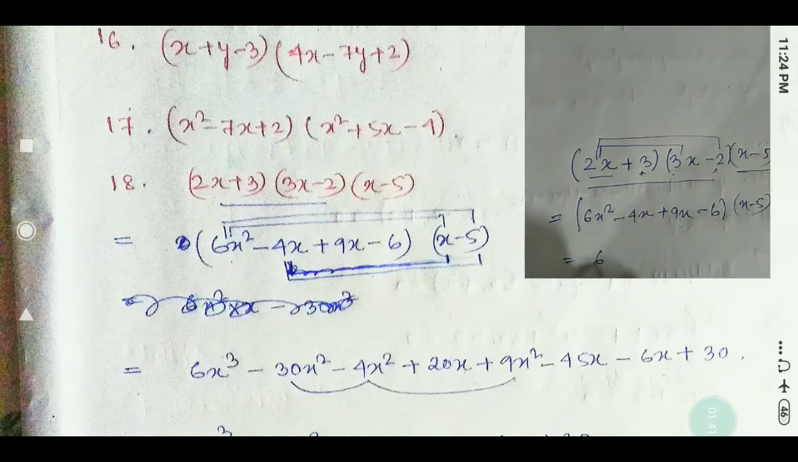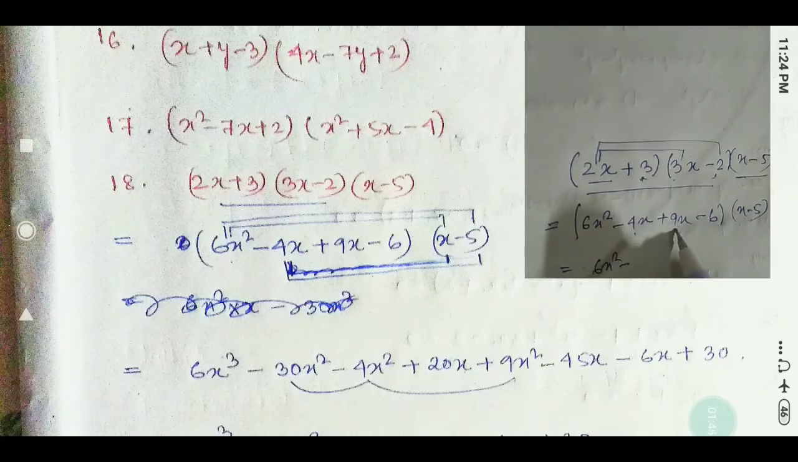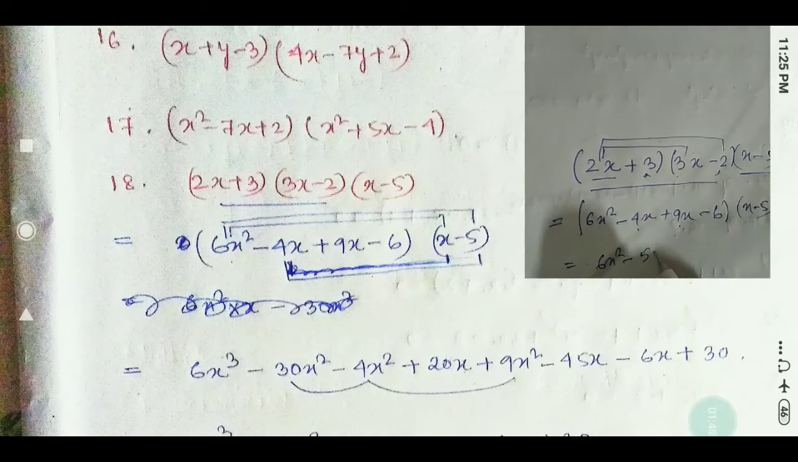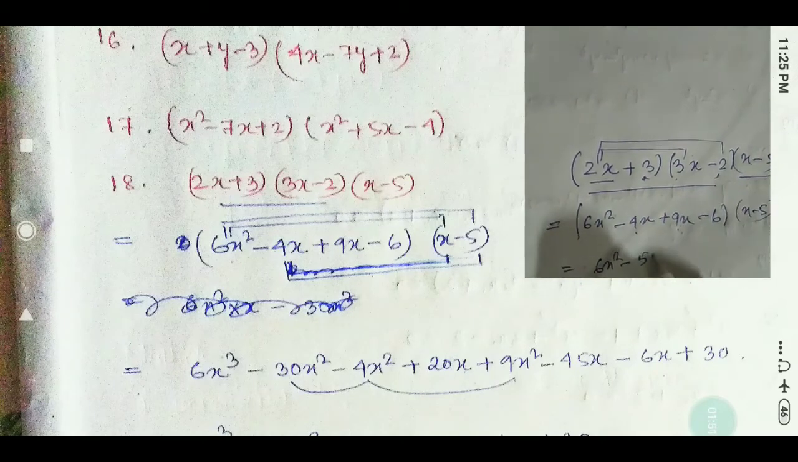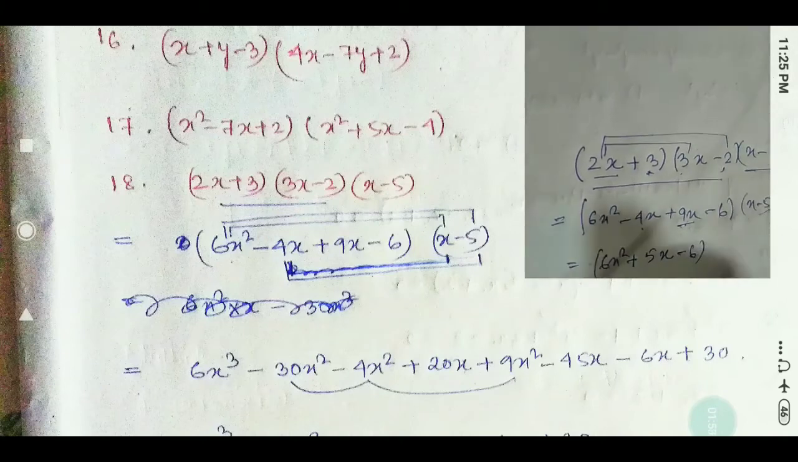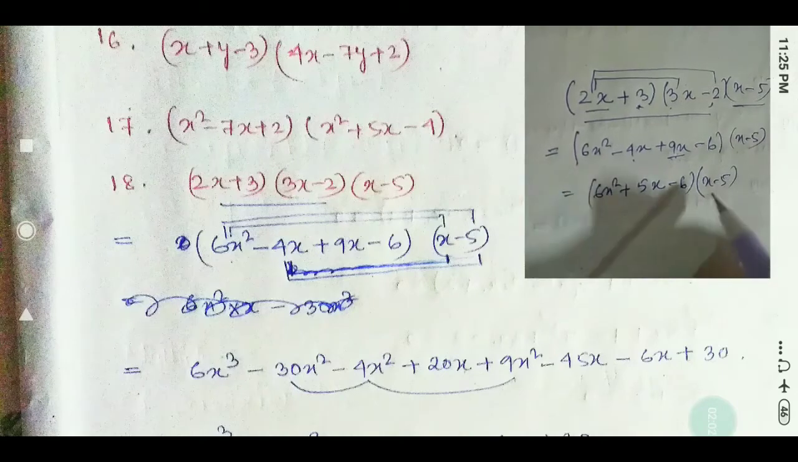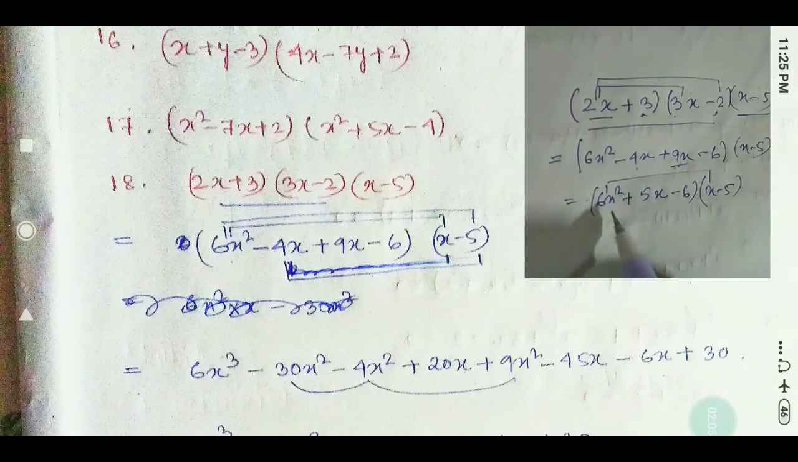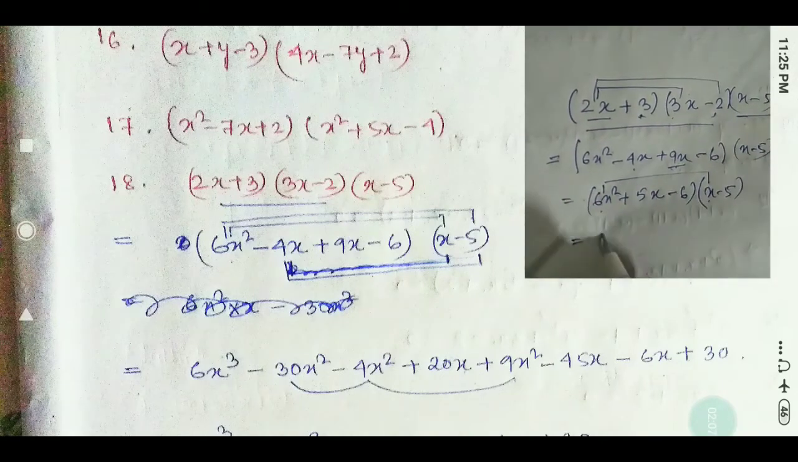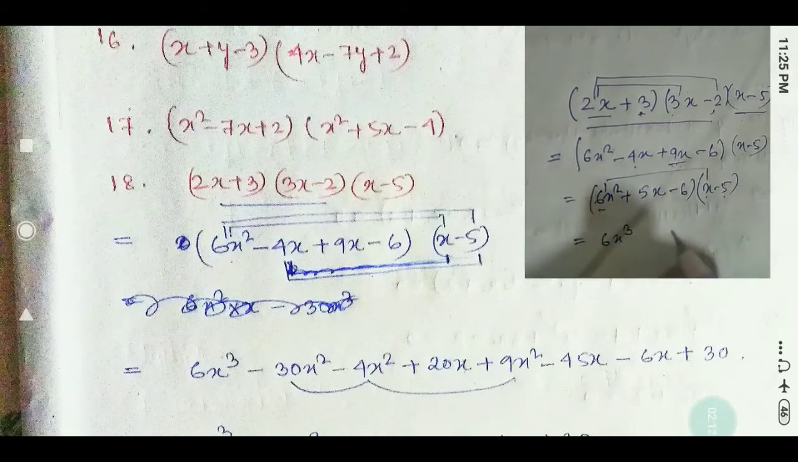Simplification, any addition, subtraction, minus 4x plus 9x, how much it will be? 5x. Plus 5x or minus 5x? This one is bigger, so plus 5x, minus 6, x minus 5. Now again do the multiplication of these two. With this you have to do the multiplication. 6x square with this x, 6x cube, 6x square minus 5, minus 30x square.